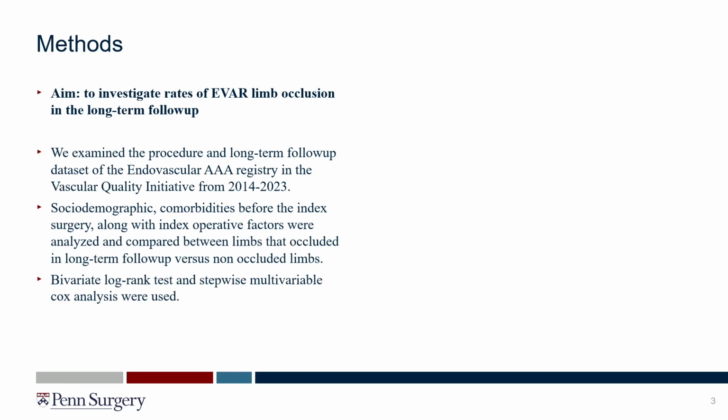So the aim of our study was to investigate rates of EVAR limb occlusion in the long-term follow-up. We looked at the VQI endovascular AAA registry, examining their procedural and long-term follow-up data sets over about a 10-year period. We looked at sociodemographics and comorbidities before the index surgery, along with index operative factors. And then we compared the limbs that were occluded in the long-term follow-up versus non-occluded limbs. We did bivariate log-rank tests and stepwise multivariate Cox analysis.